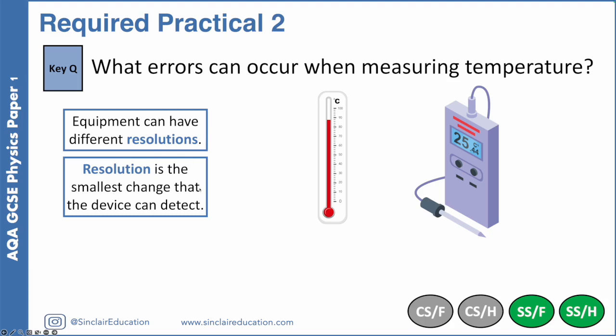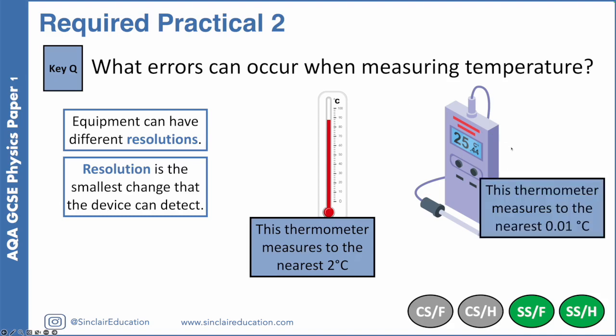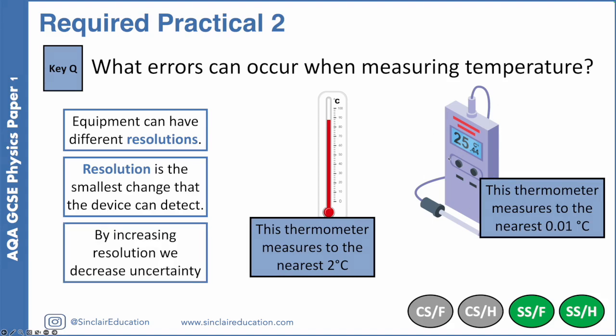If we've got a higher resolution piece of equipment, what we are going to get is a far more precise reading. So notice here, this thermometer only measures to the nearest 2 degrees. So these are each of the markings that we see on this thermometer. While this digital thermometer now gives a reading to the nearest 0.01 degrees C. This will measure much smaller changes in temperature.